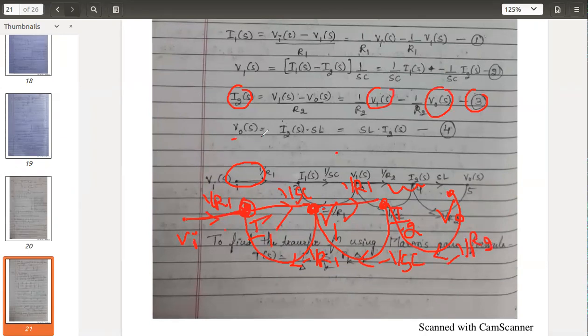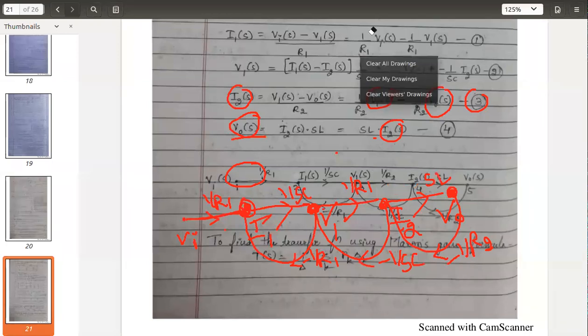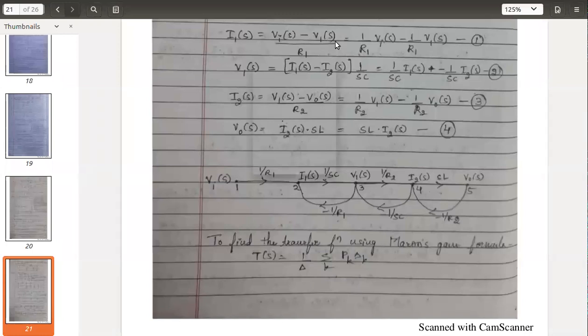And the last one, the fourth equation, output is your V0. So we will see at V0 what all signals are coming. One is from I2, there is a straightforward path, take it, the gain value is SL. So this is your signal flow graph. Once the signal flow graph is drawn, I hope it is understood. Here clearly you can see how many nodes, how many gain values you get.